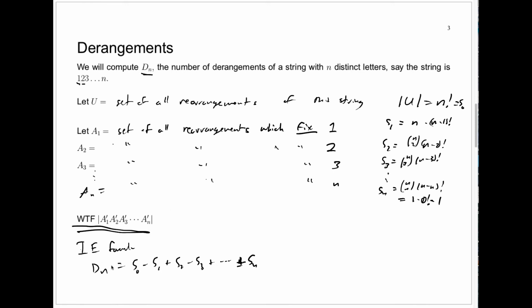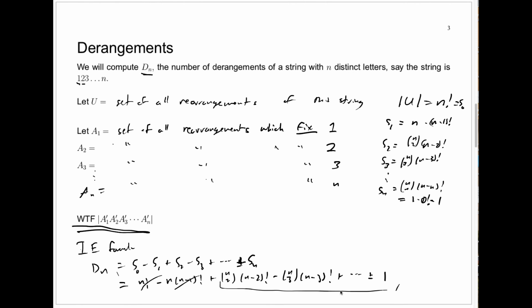So what is our formula for d sub n? It will just be S naught, which is n factorial, minus S1, which is n times n minus 1 factorial, plus S2, that's n choose 2 times n minus 2 factorial, minus S3. And we'll keep going like that all the way up until we get to 1, which is S sub n. Now here's the first important thing to notice. S naught is n factorial, S1 is n times n minus 1 factorial. Those will always cancel.